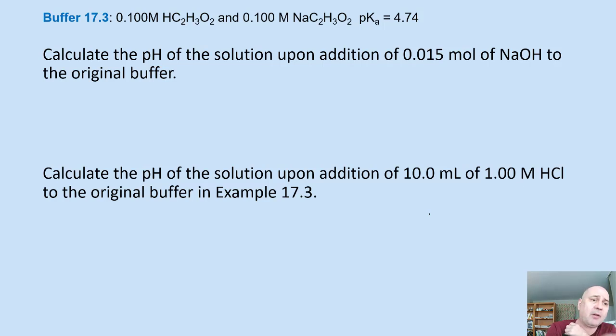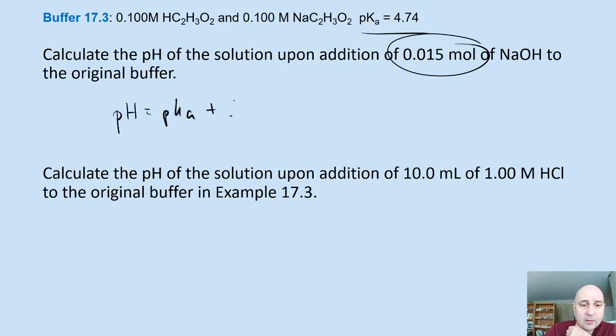We're going to use that same buffer from the 17.3 problem here, and we're going to add 0.015 moles of sodium hydroxide. That's the same thing. We just do the pH equals the pKa plus the log. Instead of 0.01, we are now going to add 0.015 moles to the 0.1, so the conjugate base is going to increase by that, right?